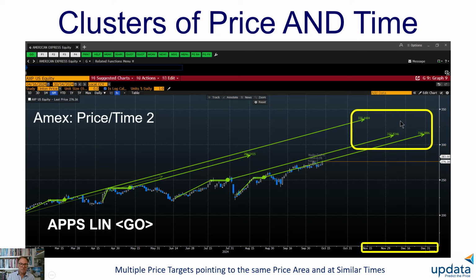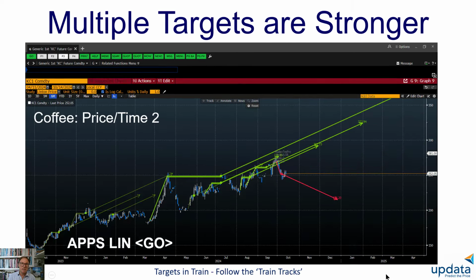Hanging your hat on a specific date is a bit of a mug's game, but here we can see that we've got multiple upside targets. This increases the likelihood of these targets being met because we've got multiple buying thrusts all the way up here, pointing higher, and they're pointing to the same price area at similar times. So that's a cluster. The multiple targets are stronger.